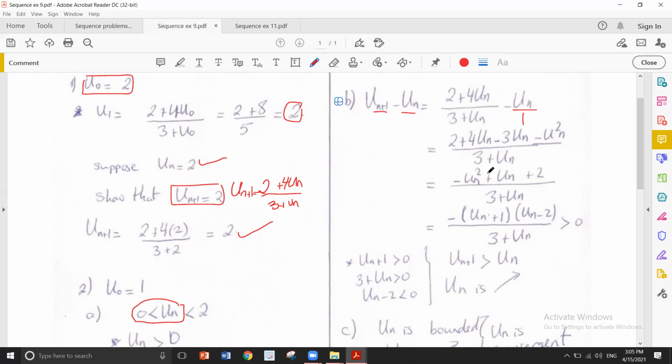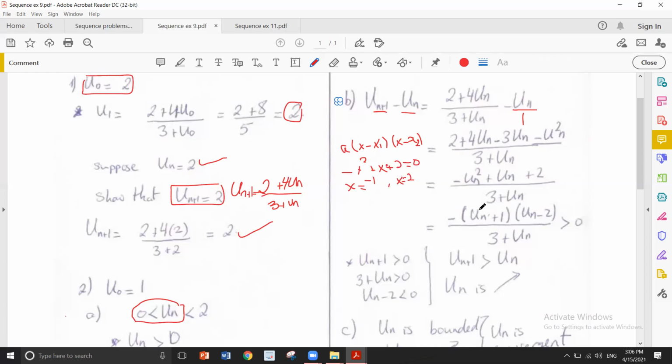Here, the second degree equation, we can factorize in the form a into x minus x1 into x minus x2. Minus x squared plus x plus 2 equal to 0. By using the calculator, we get x equals minus 1 and x equals 2. So factorization is minus, meaning a is minus 1, into un plus 1 into un minus 2.